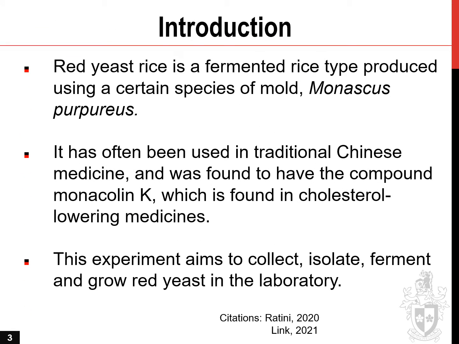This experiment involves red yeast. Red yeast rice is a fermented type of rice produced using a species of mold known as Monascus purpureus. This rice has often been used in traditional Chinese medicine and was found to have the compound monacolin K. Monacolin K is often found in cholesterol lowering medicines.